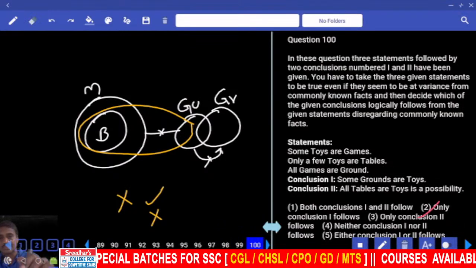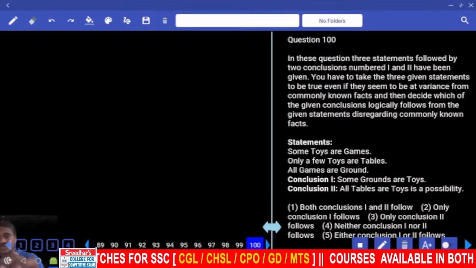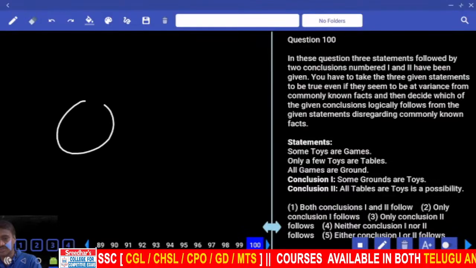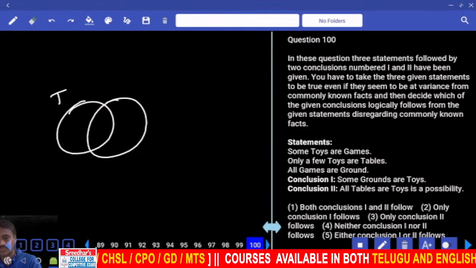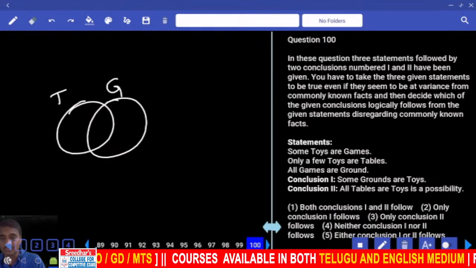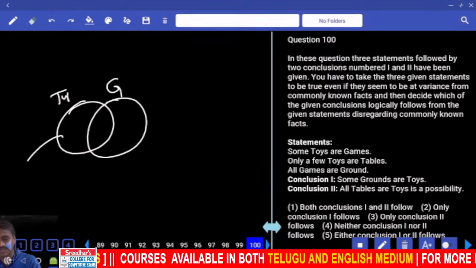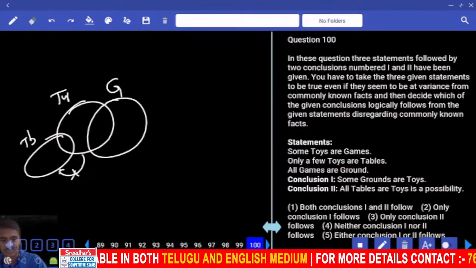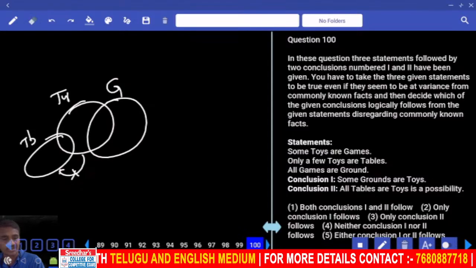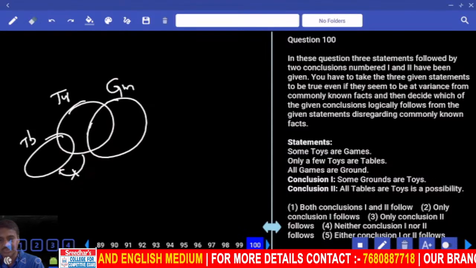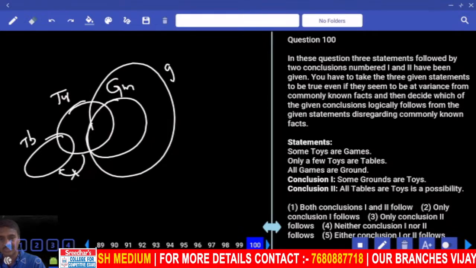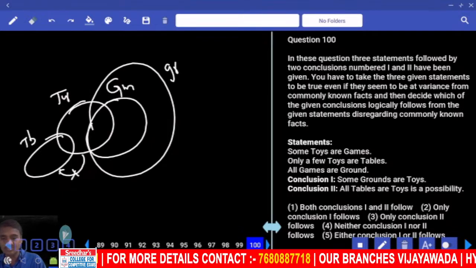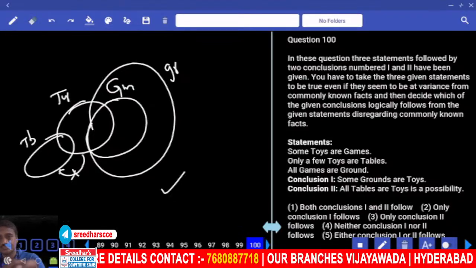Then finally 100. Some toys are games. Now these are the toys that are games, toy and a game. Then next one, and only a few toys are tables. Now these are the toys that are tables, but not all. Entire toy cannot be a part of table. All games are ground. Now these are games which are ground. Then some grounds are toys, definitely true.